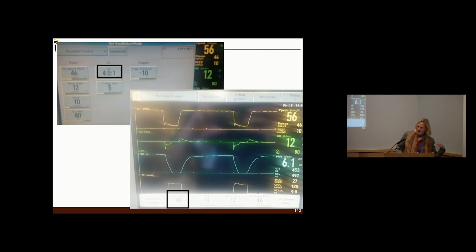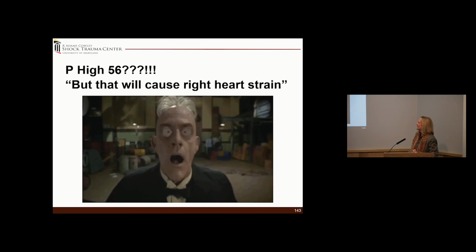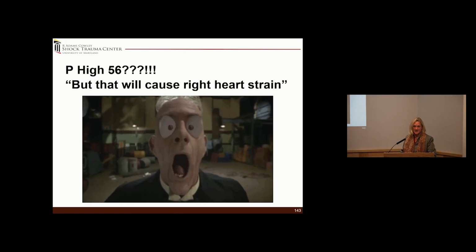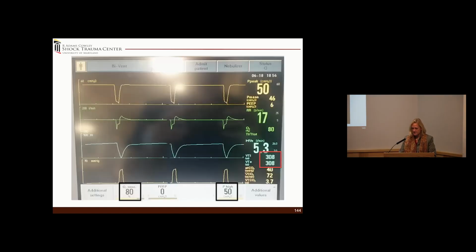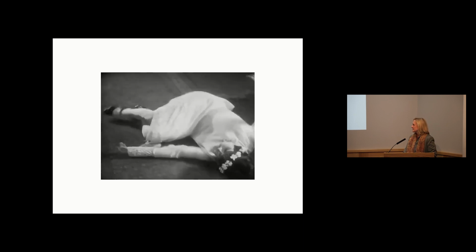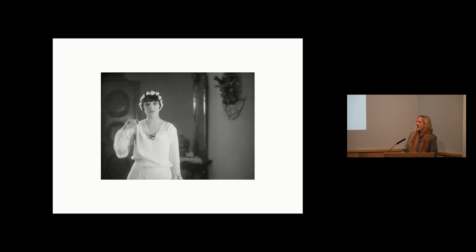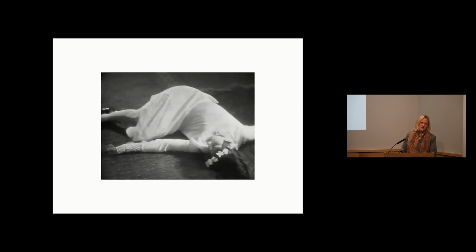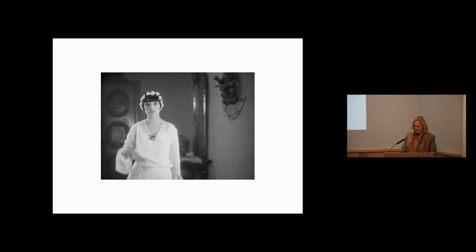So if I do that transition, a P high of 56, right? Well, this ventilator would only go to 50. Okay, so that was at least some relief, right? So we set the airway pressure to 50, and I know this is going to be so, because that has to cause right heart strain, right? We had to absolutely cause right heart strain.